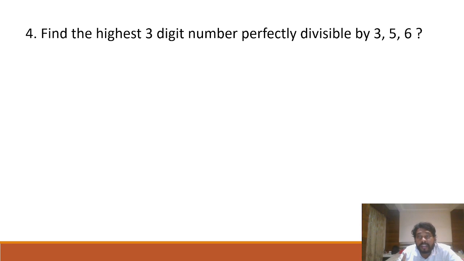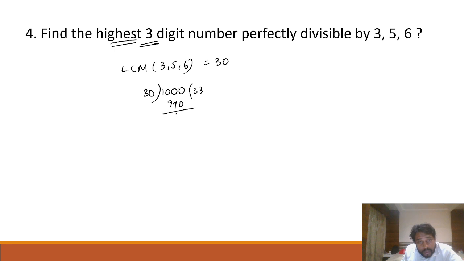Find the highest 3-digit number perfectly divisible by 3, 5, 6. See guys, now I am talking about the highest 3-digit number. Same thing, you take LCM of 3, 5, 6. You got 30. You divide 1000 by it. Even if it is the highest 3-digit number, you take 1000. Divide with 30. So you got 33 times, 990, and the remainder is 10. Correct? So out of 1000, 10 is the extra part which you have. If you subtract the 10, what are you going to get? 990. Now this is nothing but the highest 3-digit multiple of 30. Correct. So that will be your answer.